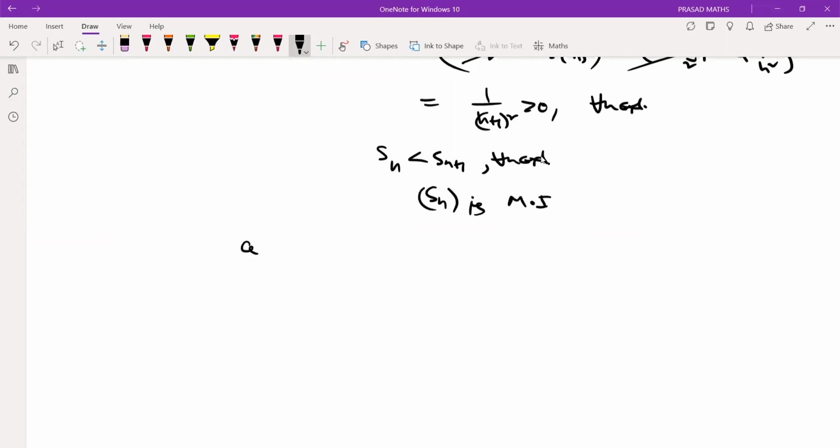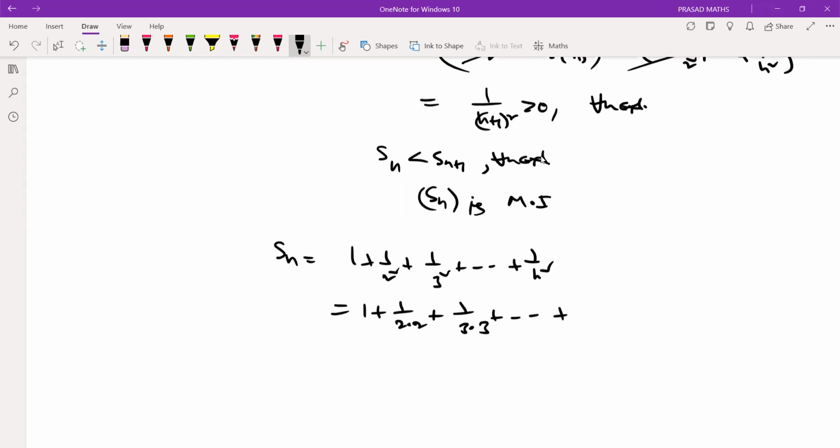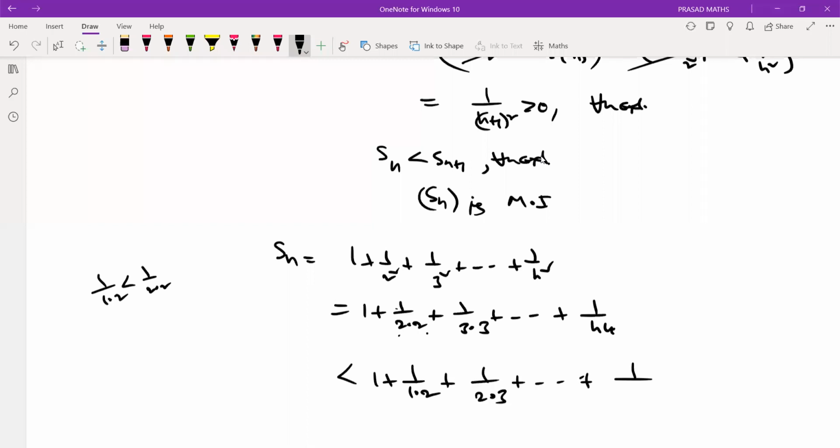So look at my sequence. My sequence is what? Sn. My sequence is this. But this can be rewritten as 1 plus 1 by 2 into 2, 1 by 3 into 3, going on to 1 by n into n. But this is always less than 1 by 1 into 2. 1 by 2 into 2 is always less than 1 by 1 into 2. This is always possible, 1 by 2 into 3, going on to 1 by n minus 1 into n.